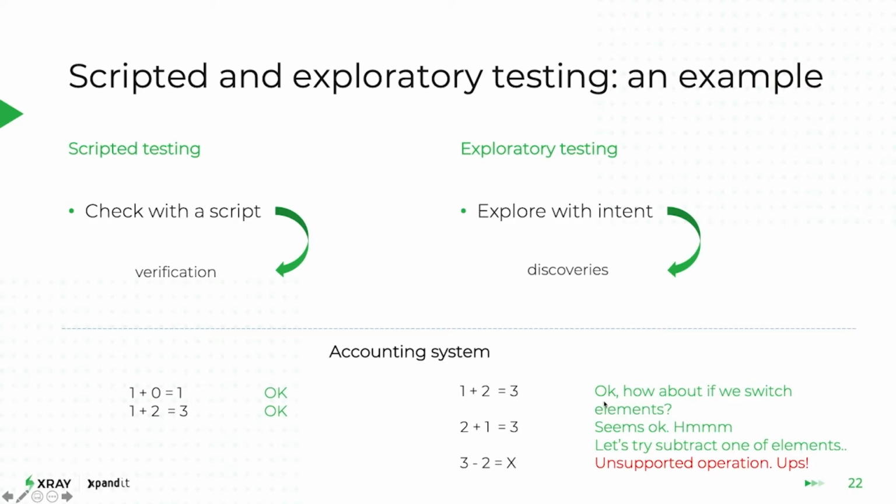While in exploratory testing, I would sum two numbers, then sum them in a different order, and then I would even subtract one from the result. I could even discover that subtraction was not supported. So this is something that would never be discovered and tested by script testing, because it was not predicted in the beginning. It was not in the script.